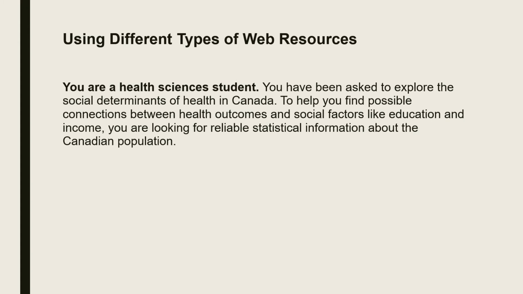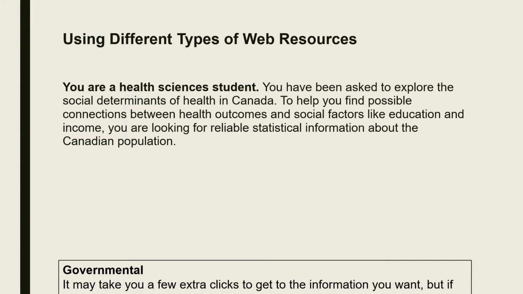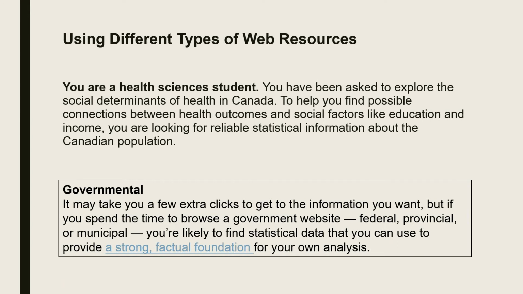What if you are a health sciences student? You've been asked to explore the social determinants of health in Canada. To help you find possible connections between health outcomes and social factors like education and income, you're looking for reliable statistical information about the Canadian population. Well, in this case, you would look at a governmental web resource.